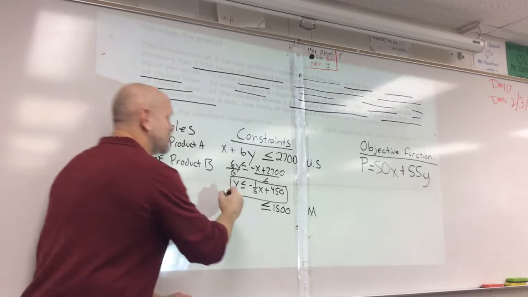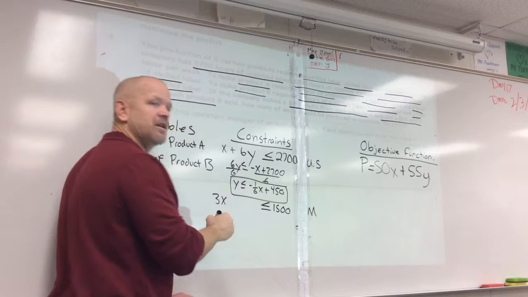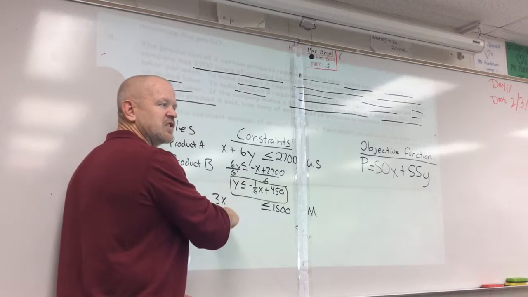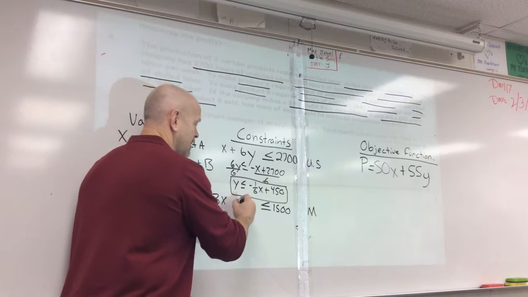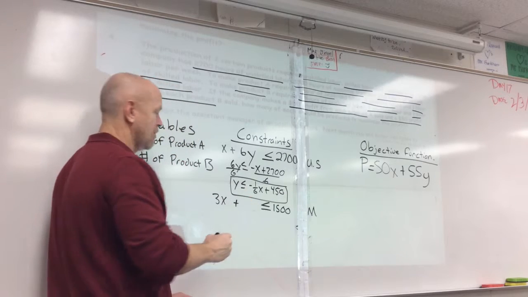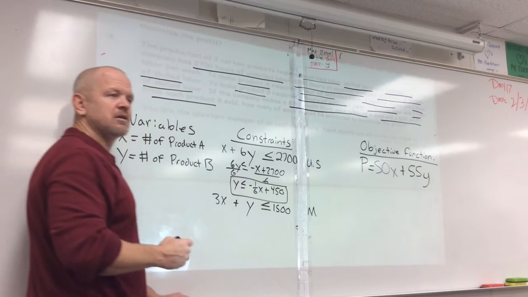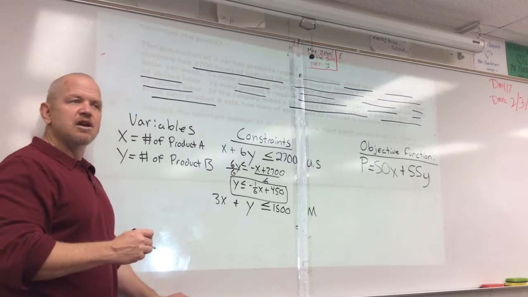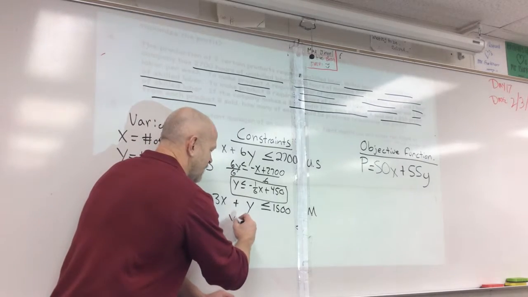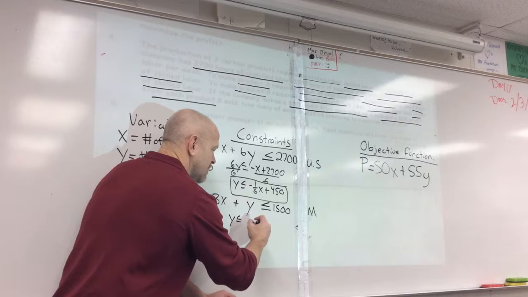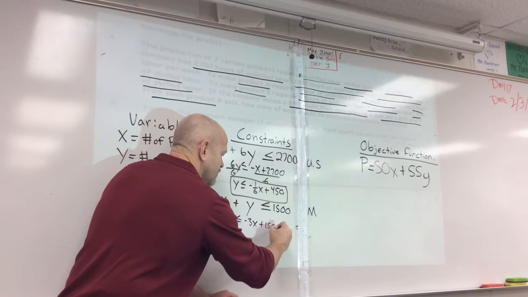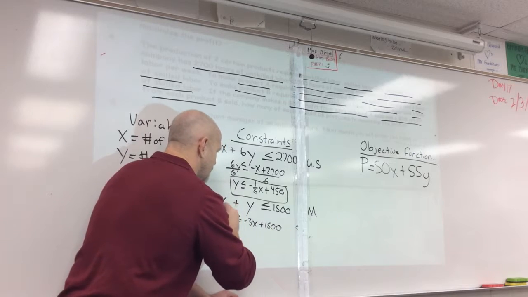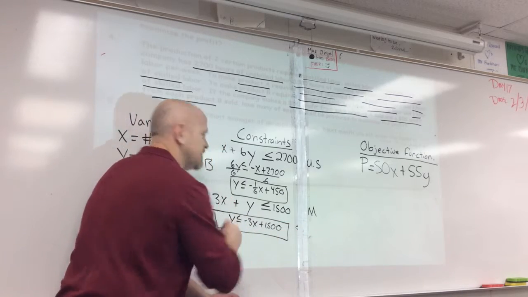3x. That is turning that into machine time, right? That's saying this isn't just a number, but how much machine time each one needs and that variable. And how many y's? 1. So it's one y. Do you guys agree on this? Everyone's good on this? So if I solve for y, what do I get? I get y is less than or equal to negative 3x plus 1,500. And I'm done, right? There's my next constraint based on machine time.